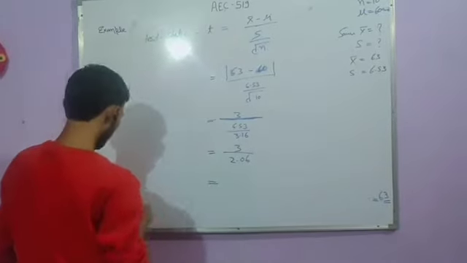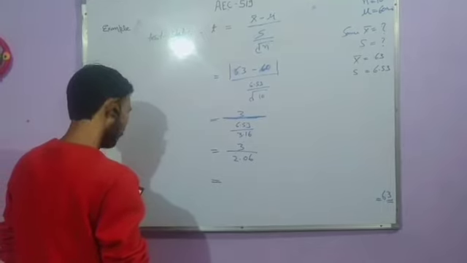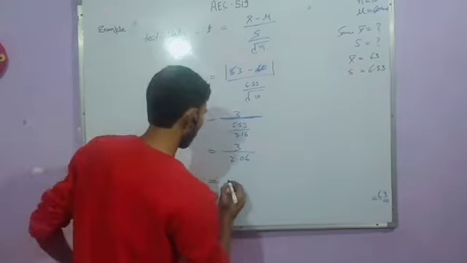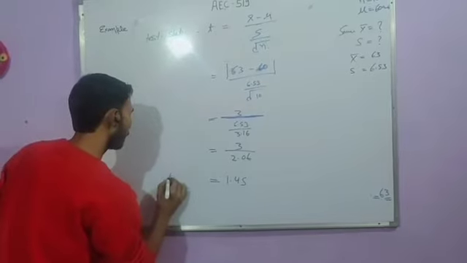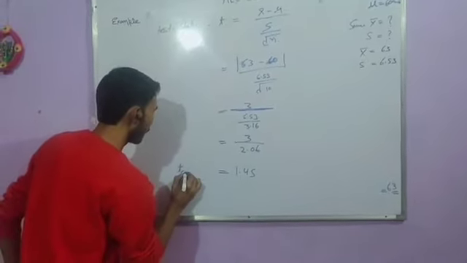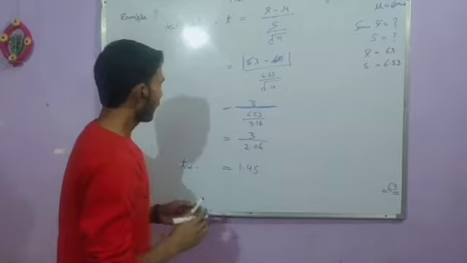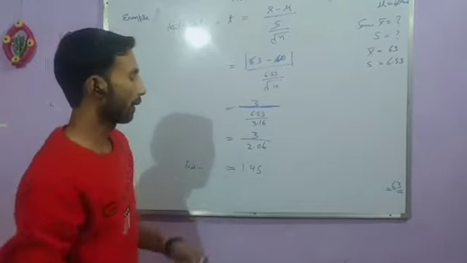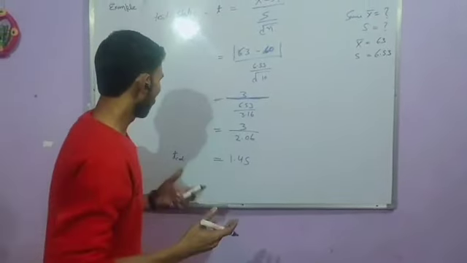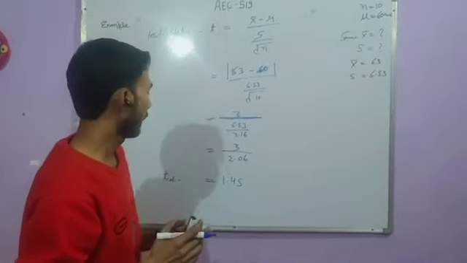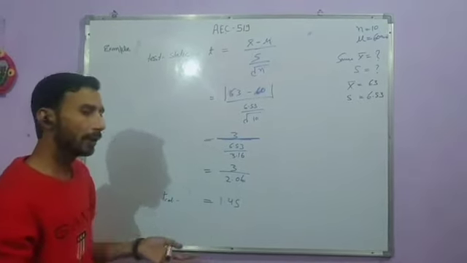Now we divide 3 by 2.06, and we find 1.45. So this is the T calculated value. Okay, T calculated value 1.45. So now we compare this T calculated value with the T tabulated value. Okay, if T calculated value is less than T tabulated value, we accept the null hypothesis, and otherwise if T calculated is greater than T tabulated value, we reject the null hypothesis.